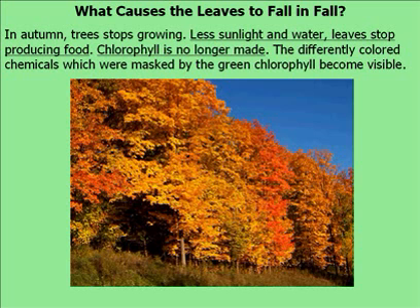So what causes leaves to fall in the fall? Well, in autumn trees stop growing, and that's more to do with less sunlight, not necessarily temperature. Leaves stop producing food, and chlorophyll is no longer made. And trees shed the leaves not to stay warm, but to conserve moisture.